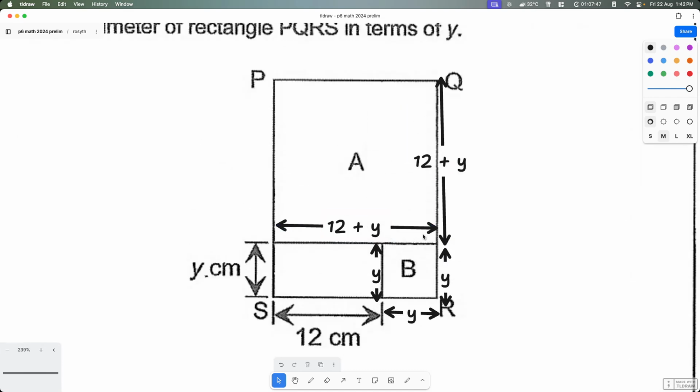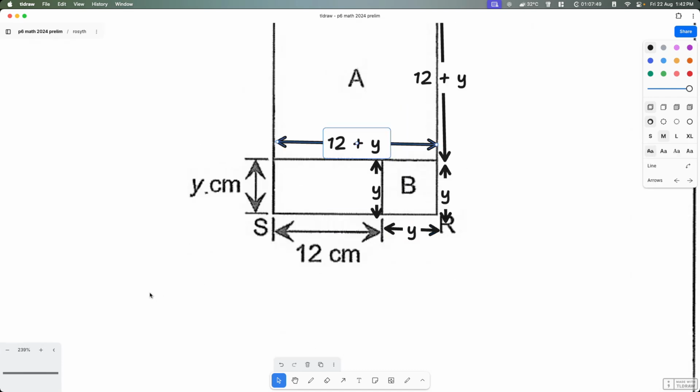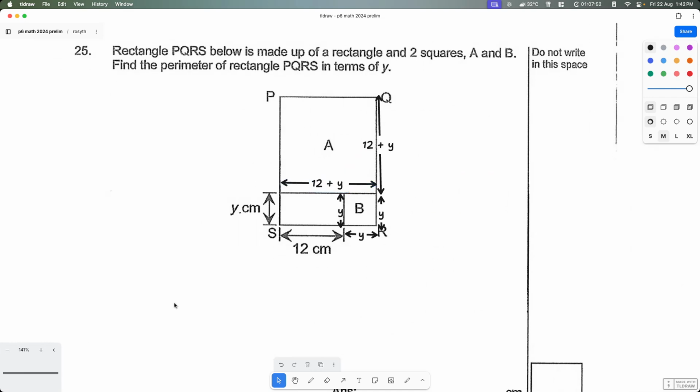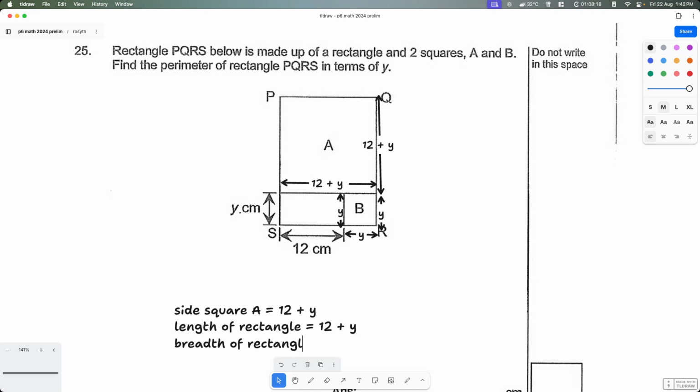So we just combine everything else like what you see over here. If I were to write this down, side of square A is equal to 12 plus y. Length of rectangle is equal to 12 plus y, and then breadth of rectangle is equal to 12 plus y plus y, which is equal to 12 plus 2y.